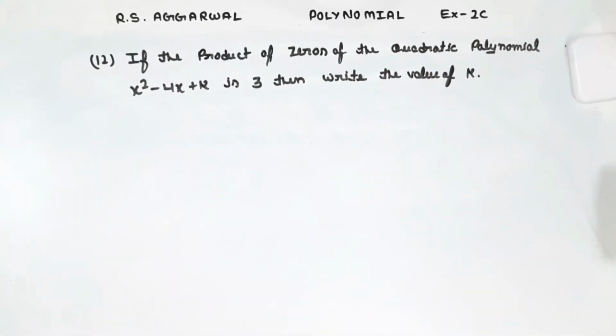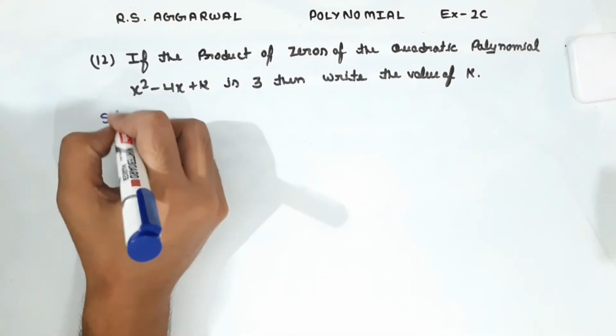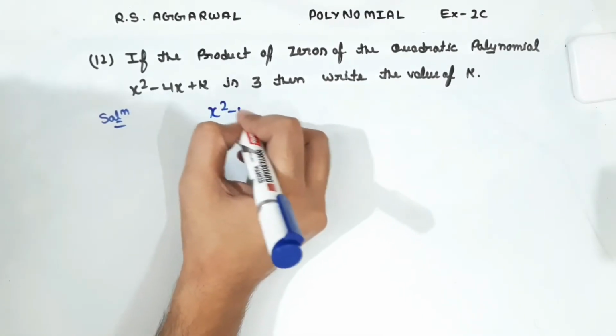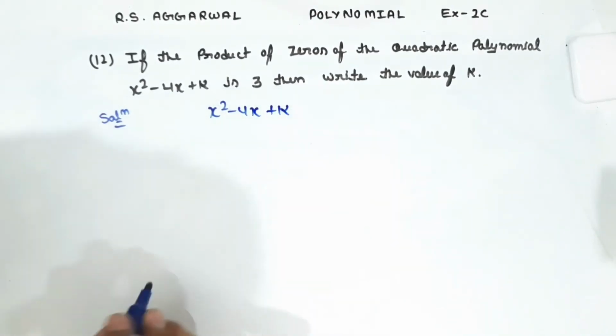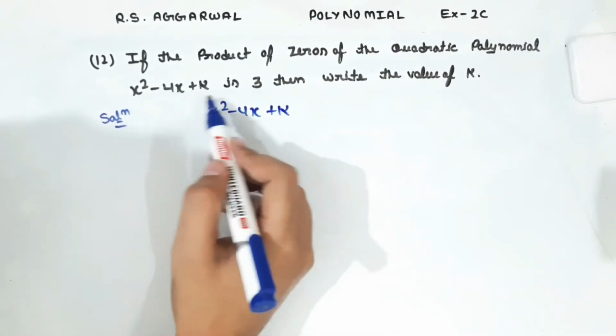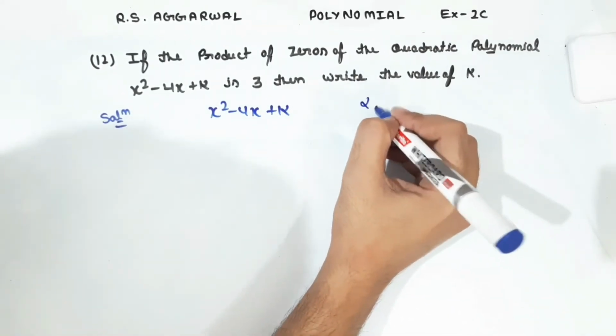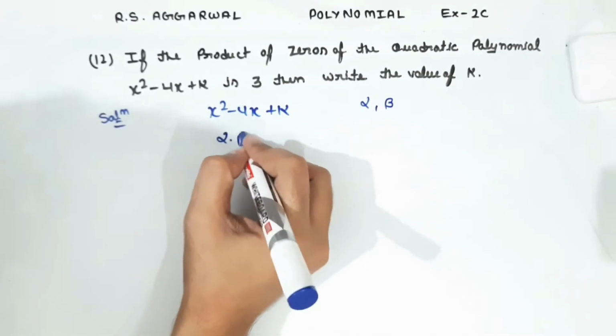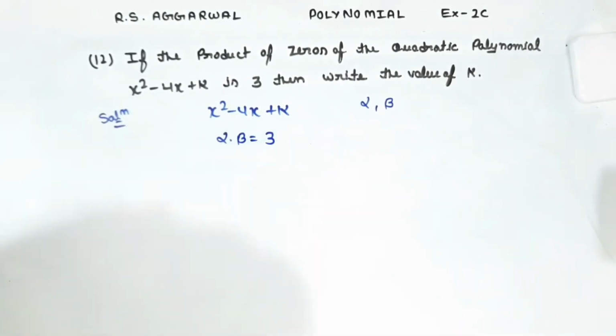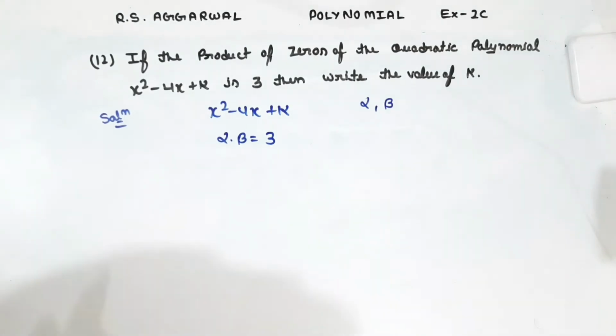R.S. Agrawal, chapter Polynomial, exercise 2C, question number 12. In question number 12, he is asking if the product of zeros of the quadratic polynomial x square minus 4x plus k is 3, then write the value of k. So in this problem, we have been given a polynomial x square minus 4x plus k, and the product of zeros of this quadratic polynomial is 3. Let's consider that the two zeros are alpha, beta. So the product alpha into beta is equal to 3, given. So we have to find the value of k.